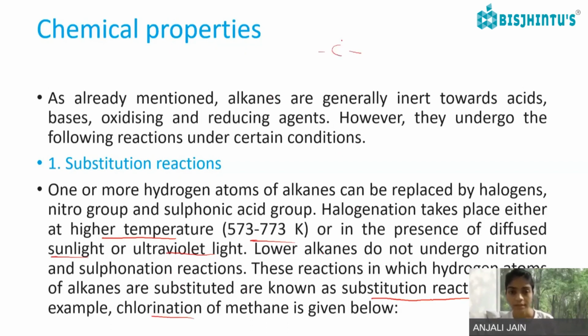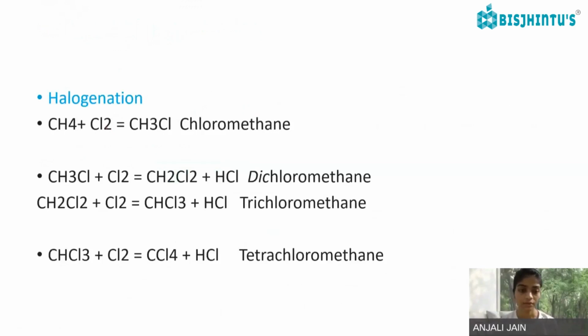Methane molecule is there, it has 4 hydrogens. And when any of the hydrogens is substituted, in the presence of chlorine, CH3Cl will be there, along with HCl. This is my chloromethane. So the substitution reaction is the first reaction under the chemical properties, since alkanes are less reactive to acid, base, and oxidizing and reducing agents.